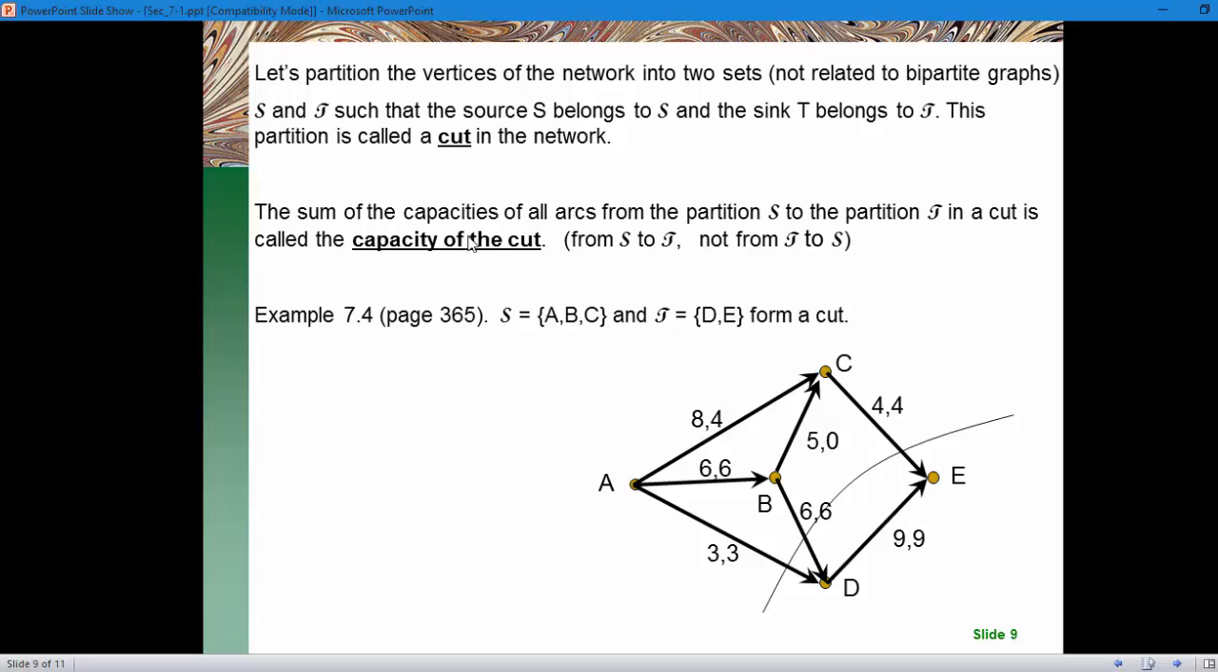Now the definition of the capacity of the cut is the sum of all the capacities going from this side, script S, to the T side here, script T. Now if we add the capacities going from S to T, we're going to add the capacities of these three arcs right here. It's going to be 3 plus 6 plus 4. That's 13.